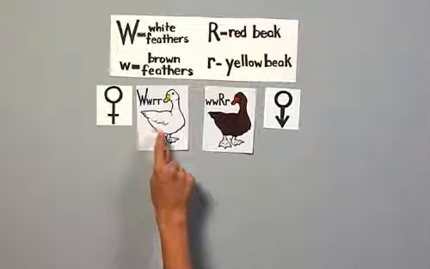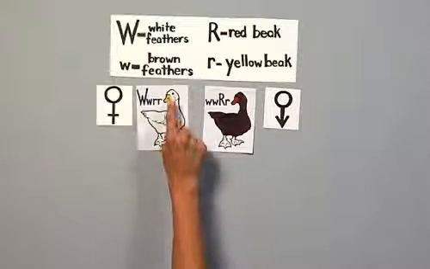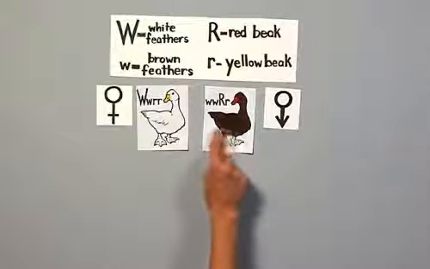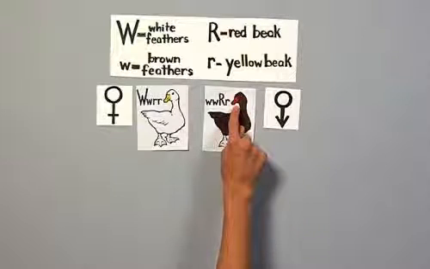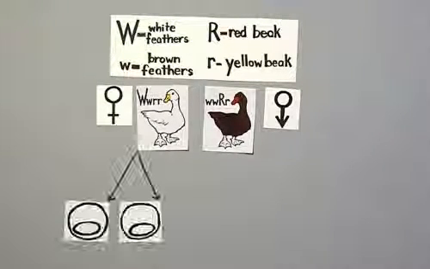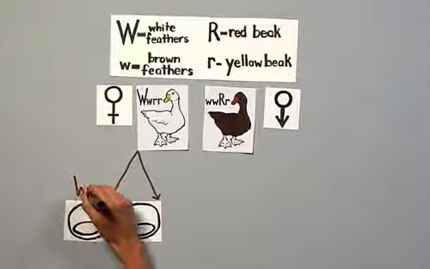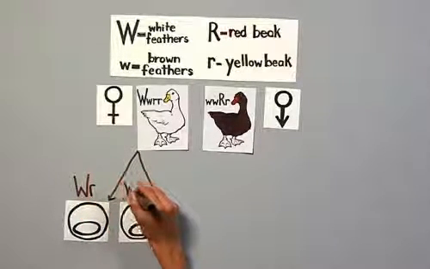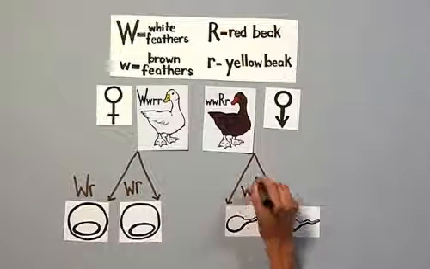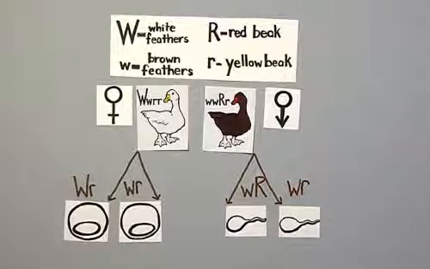Our Mama Goose is heterozygous for white feathers and homozygous recessive for a yellow beak. Papa Goose is homozygous for brown feathers and heterozygous for a red beak. Isn't that romantic? For Mama Goose, meiosis will result in her beak and feather alleles being distributed in one of two ways. The gametes she produces will either have a big W, little r, or a little w, little r. Papa Goose can also produce two types of gametes: little w, big R, and little w, little r.